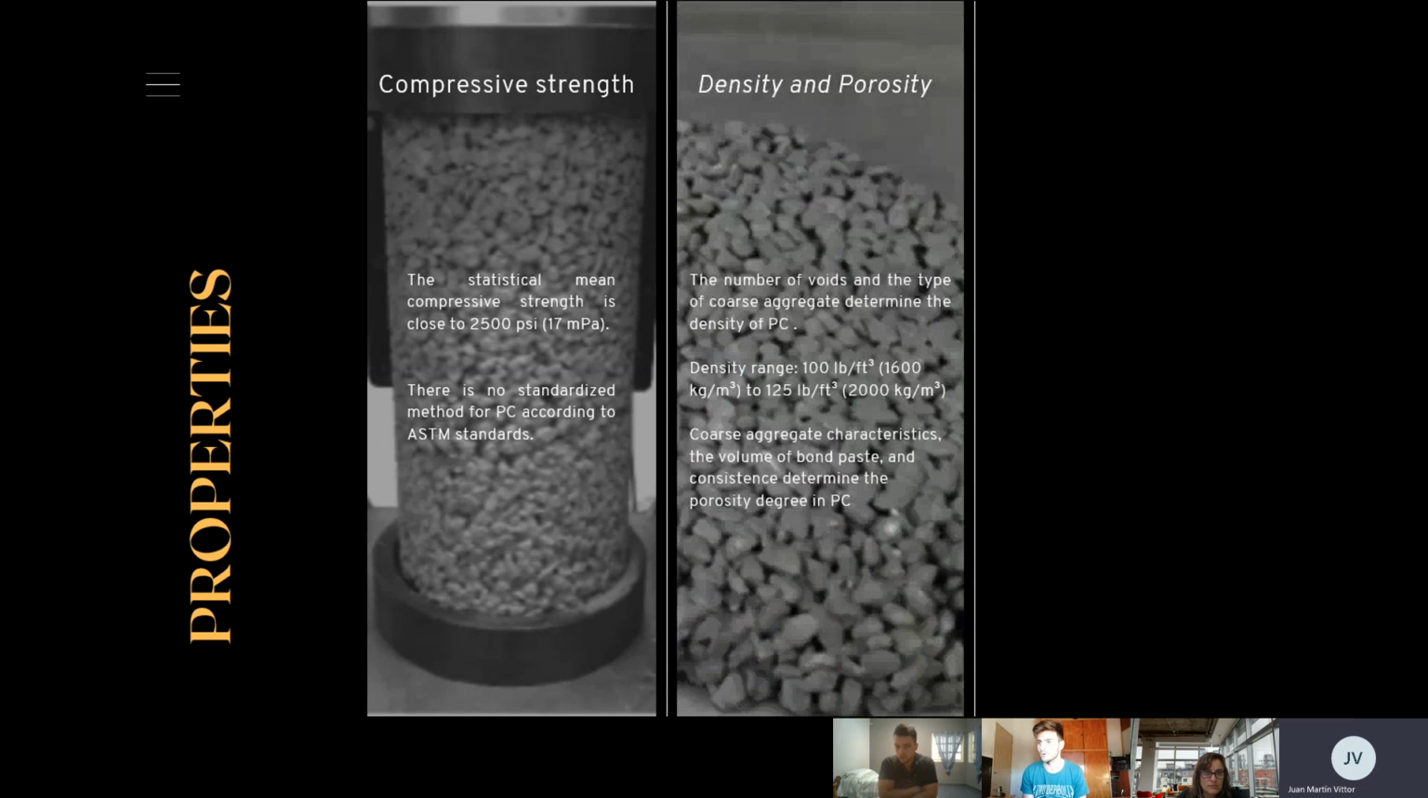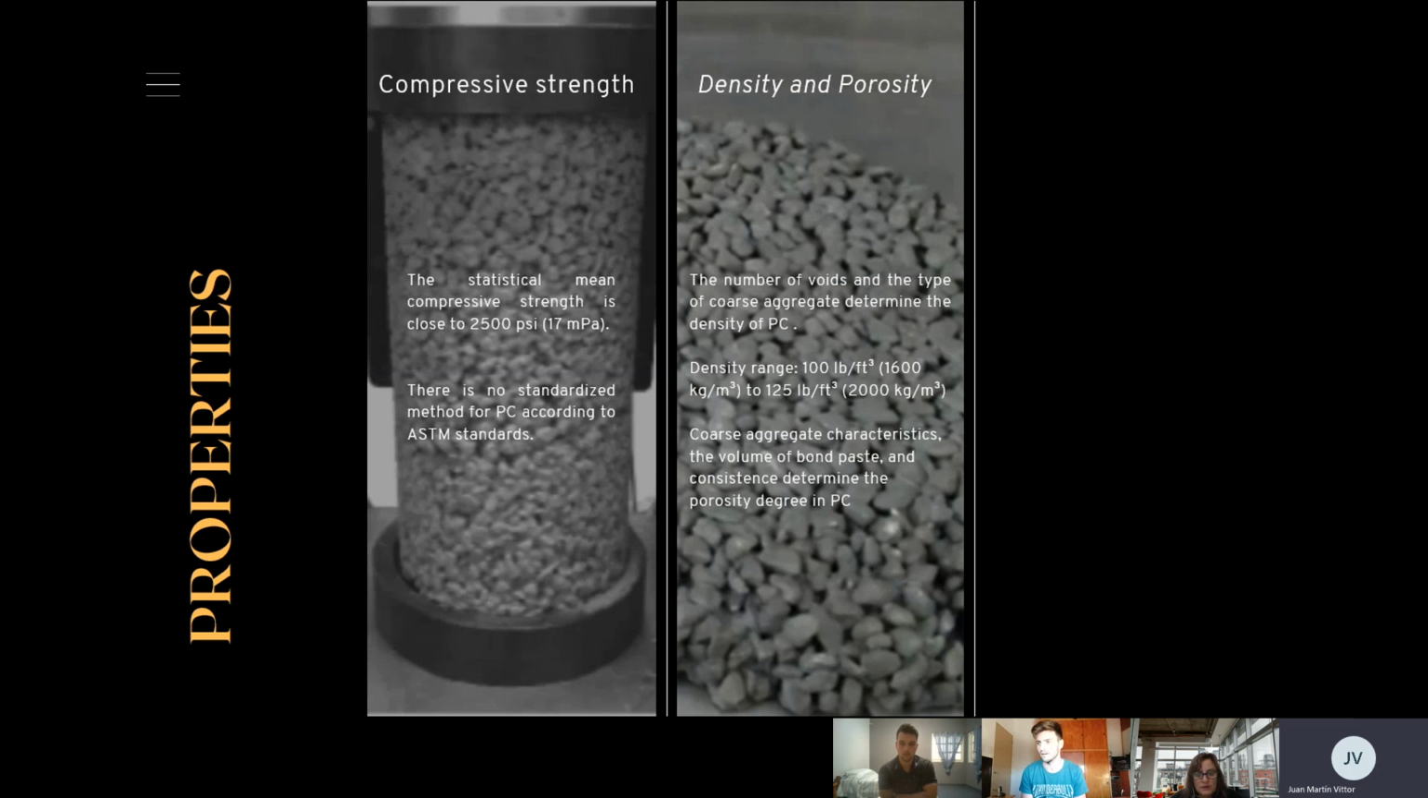The next properties are density and porosity. Density is directly related to the number of voids that make up its structure and the type of coarse aggregate used. The normal range is from 100 pounds per cubic foot to 125 pounds per cubic foot.